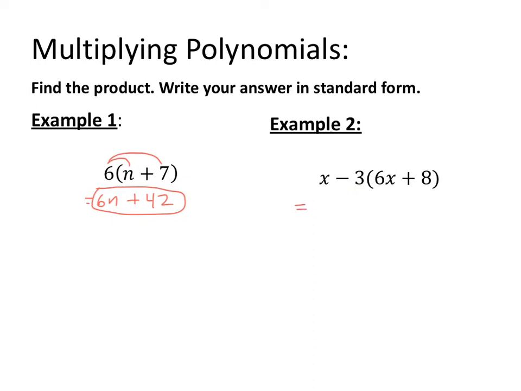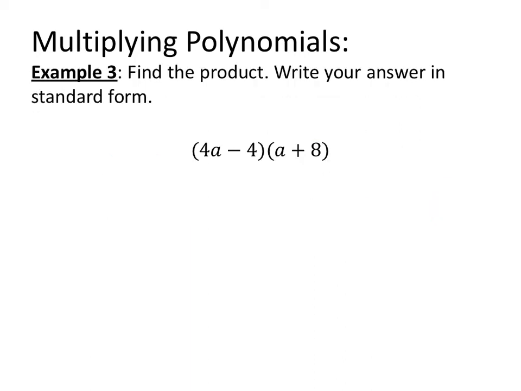So I'll have equals x, and then negative 3 times 6x would be a negative 18x, and then negative 3 times 8 is going to give me a negative 24. All we would do at this point is look for like terms. It looks like we have an x and a negative 18x. Remember with this lone x here, there's an implied 1 in front. So it's going to be 1x minus 18x, which would give us a negative 17x and then minus our 24. Again, we would double check to make sure that's in standard form, and it is. So we'll circle our answer.